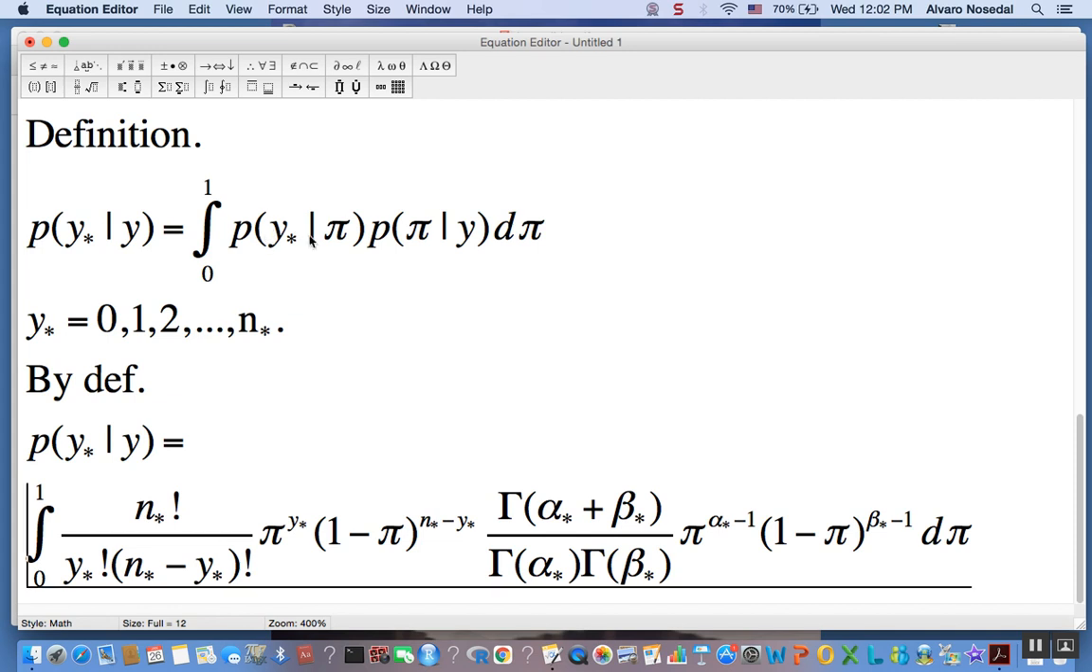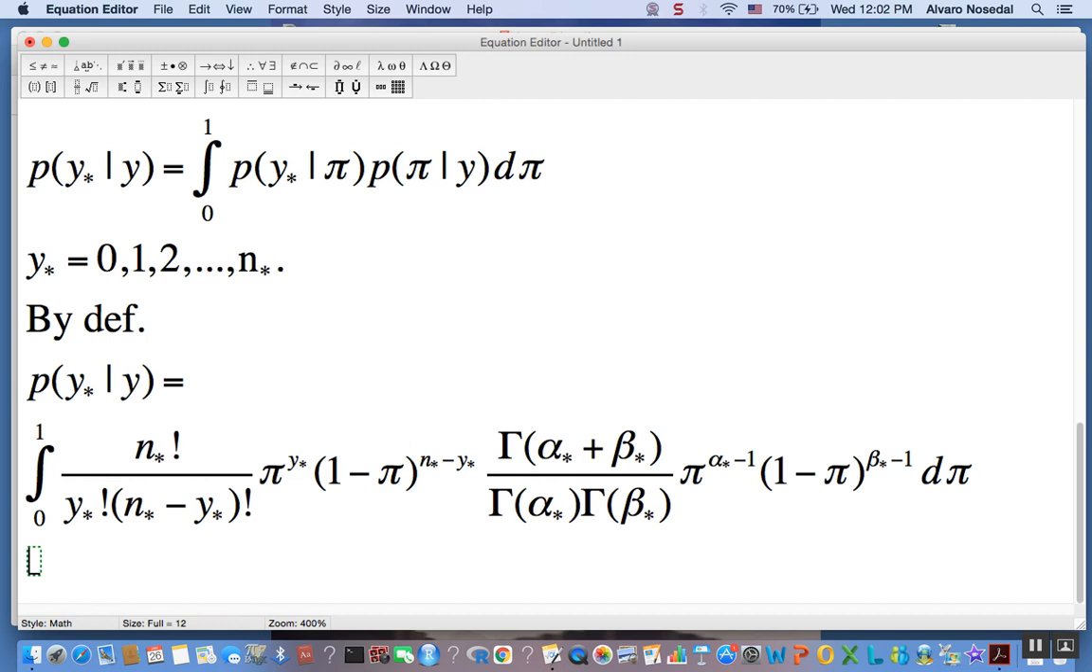This would be the likelihood, right? The probability of seeing y star successes in a future sample of size n star. This is the posterior distribution, a beta with parameters alpha star and beta star, given that what we are doing here is considering a beta prior, right? So now what we have to do is find that integral. We've done something like this before, but when n star was equal to 1. This is kind of a more general case, but it's going to be similar.